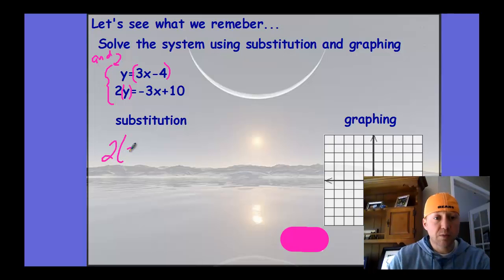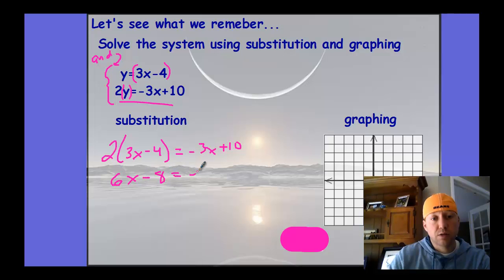So this would be 2 times (3x minus 4) equals negative 3x plus 10. So I wrote the second equation, but I replaced the y with what y is equal to from the first equation. So we can distribute. Then we can move the x's to one side, the constants to the other side, and divide to find our x value is 2. Now to find our y value, what we do is called back substituting.